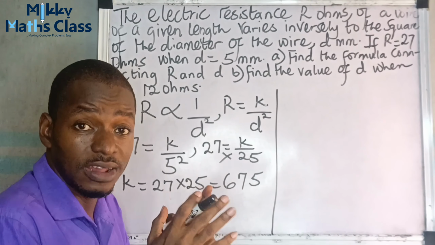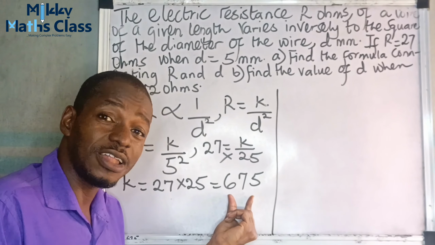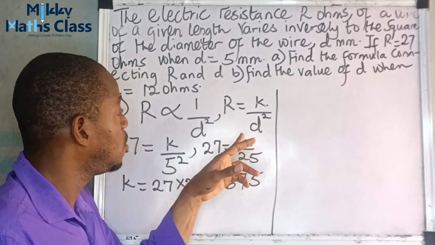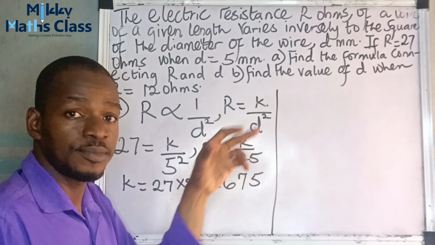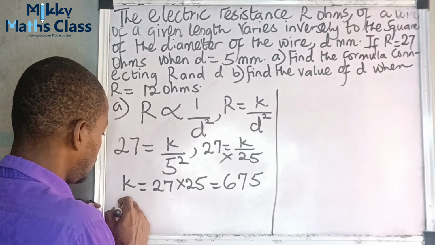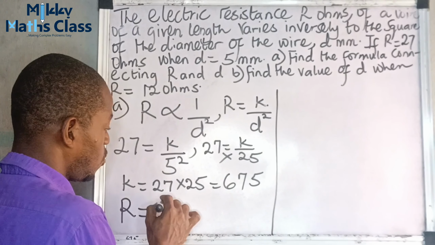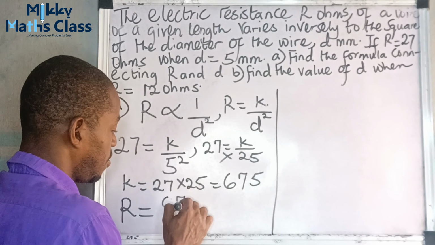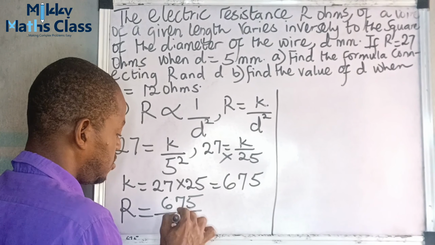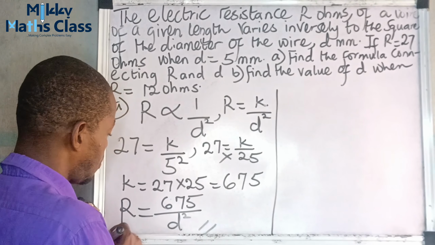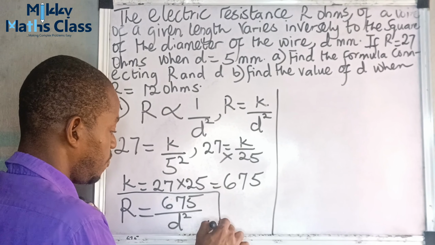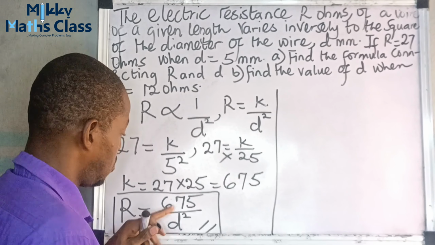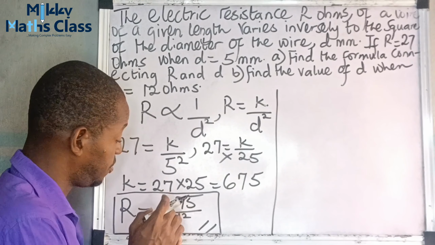Now the formula connecting them, you put in the value of the constant into this equation. So the formula connecting them is R equals 675 over D squared. So this is the formula connecting the two of them. R equals 675 over D squared.